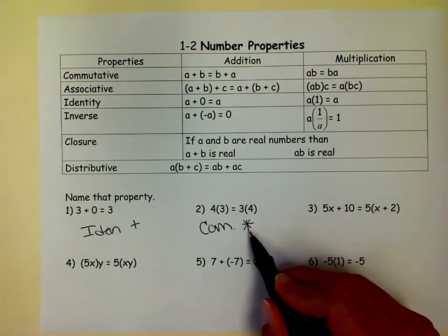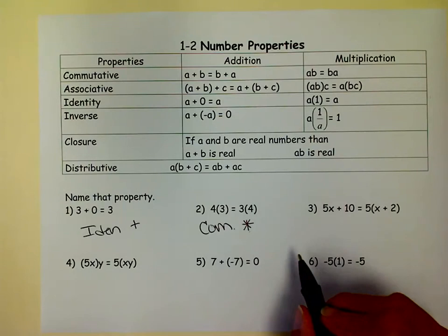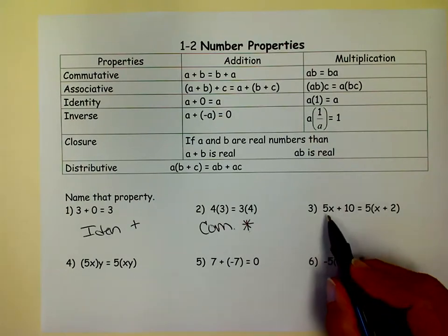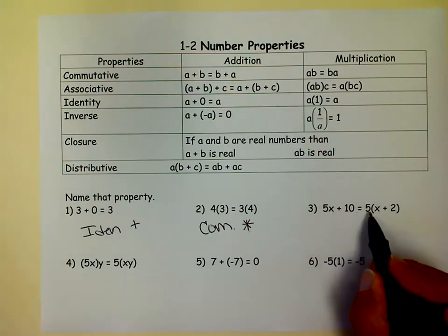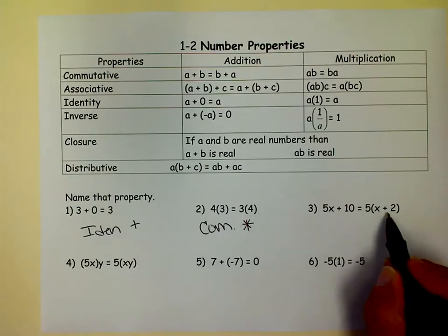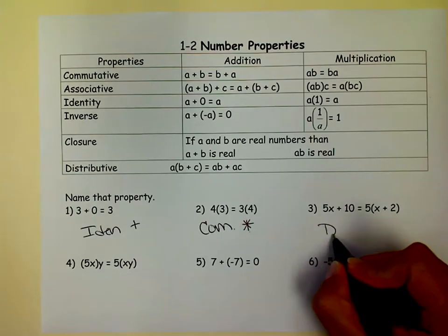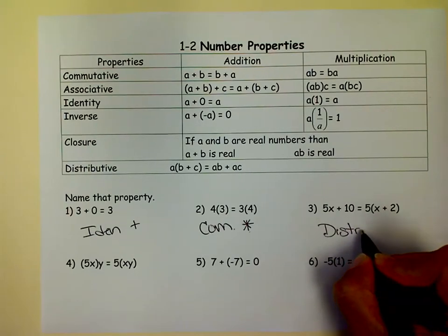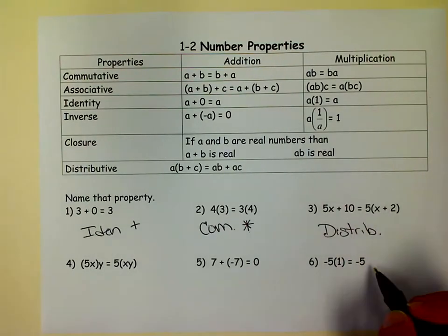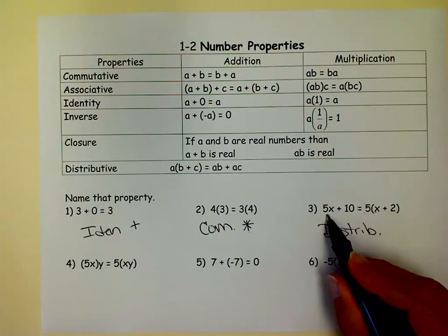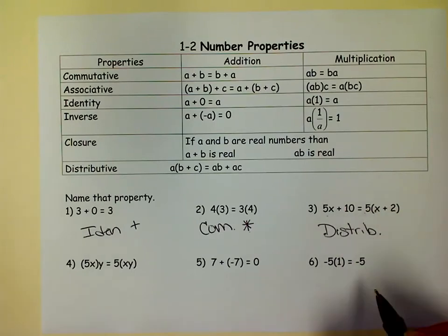And I'm using that because I don't want to use x and confuse us with variables. Over here, 5 times (x + 10) equals 5 times x plus 5 times 2. So whenever you have a parenthesis on one side and not on the other, you're pretty sure it's distributive property, but you can check to make sure. But that is distributive property because 5 times x is 5x and 5 times 2 is 10.